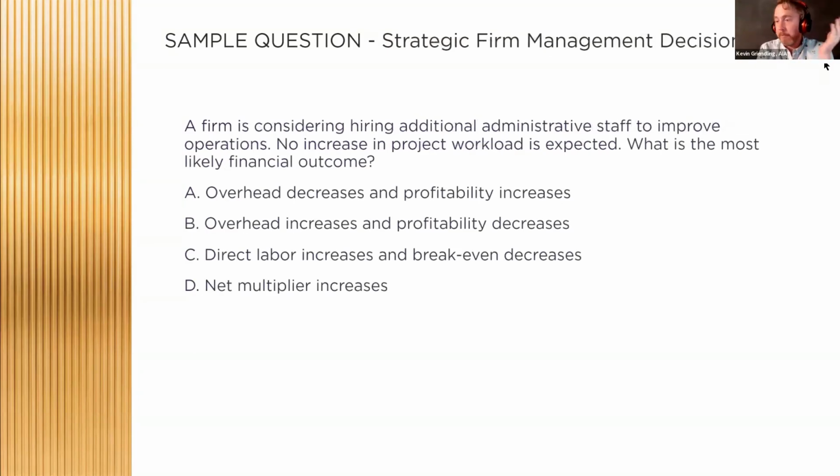And then you may have management decisions and analysis. This question example is a firm is considering hiring additional administrative staff to improve operations. No increase in project workload is expected. What's the most likely financial outcome? This is, again, administrative staff, but the project workload stays the same. So our overhead will increase and profitability is going to decrease, unless, of course, we change our multiplier.